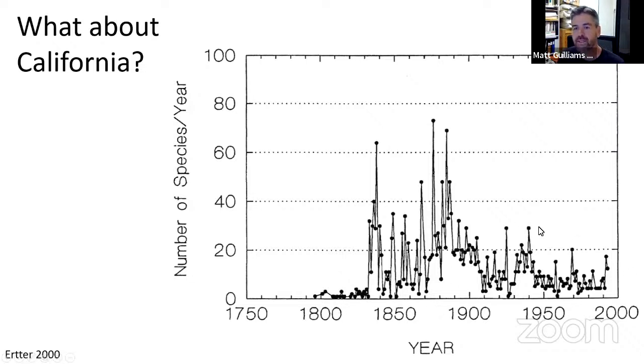But what I want to draw your attention to is look at over here. I mean, biodiversity description continued apace from when Willis Linn Jepson was winding down all the way through to when Barbara Ertter was writing that paper.